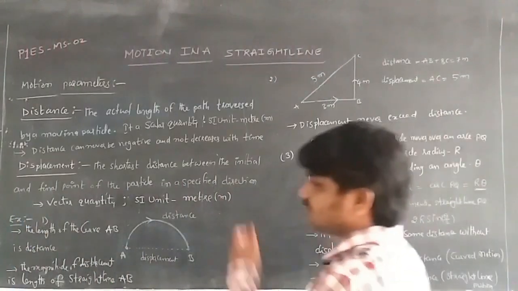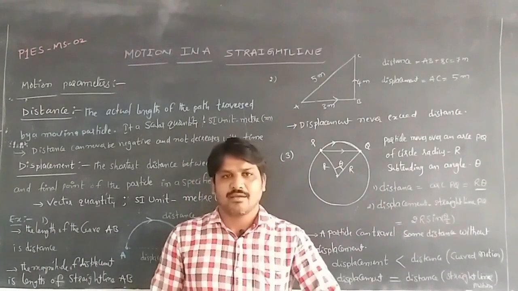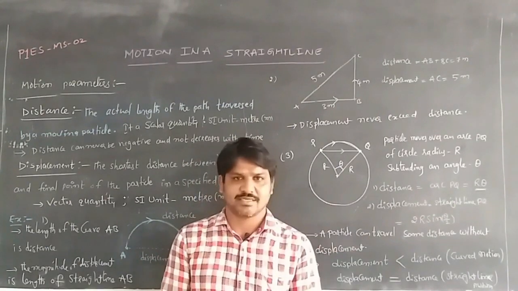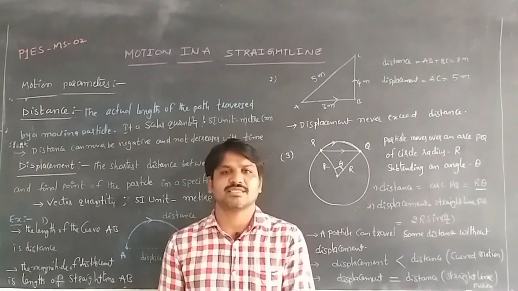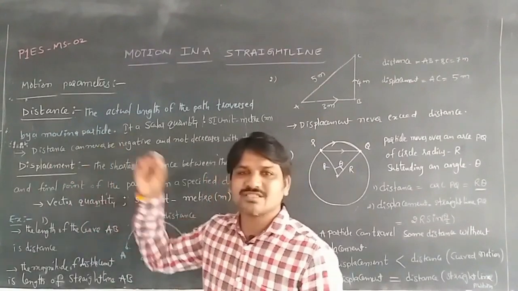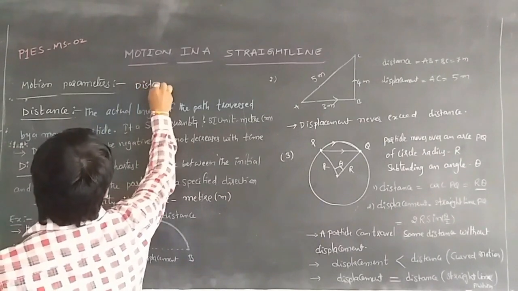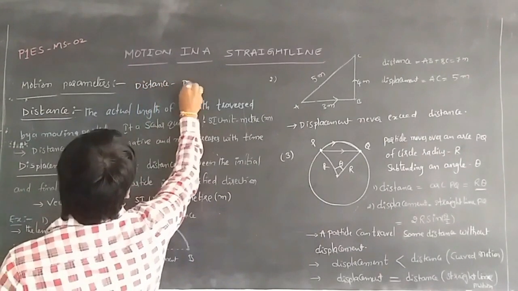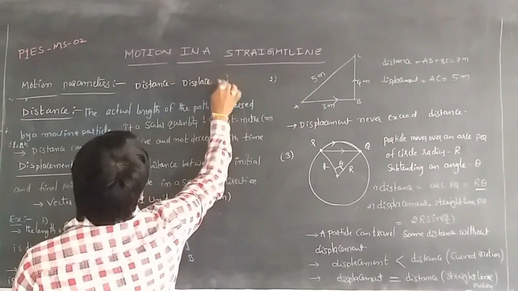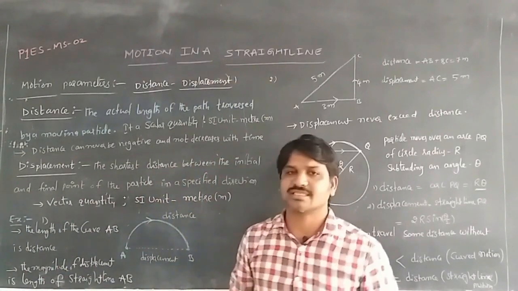Now we are going to discuss distance and displacement. When the body travels from one point to another, it is said that the body has traveled some distance. First of all, we are going to see what distance is, and displacement, in the parameters of motion.